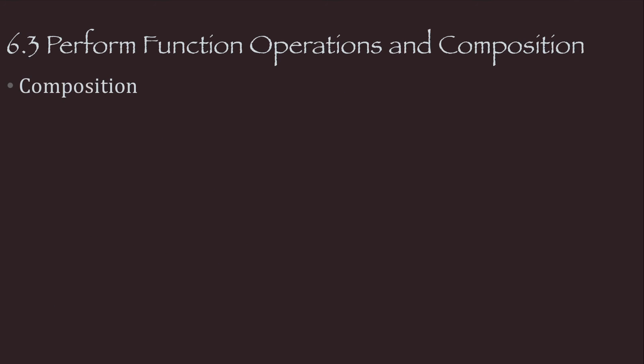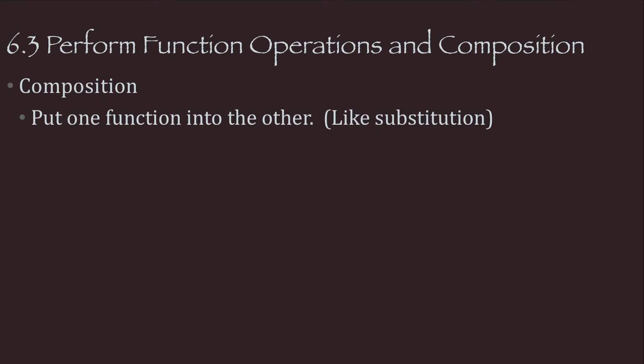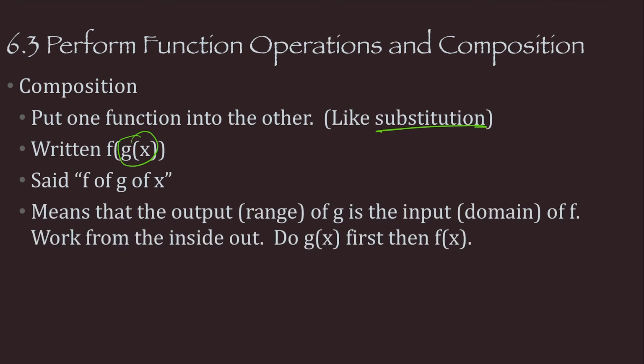The 5th way to combine functions is composition. That's when you put one function into another, like substitution. So it's written f of g of x. And it said f of g of x. The g gets put into the f. So function g gets plugged into function f. It's substitution. It means that the output of g is the input of f.